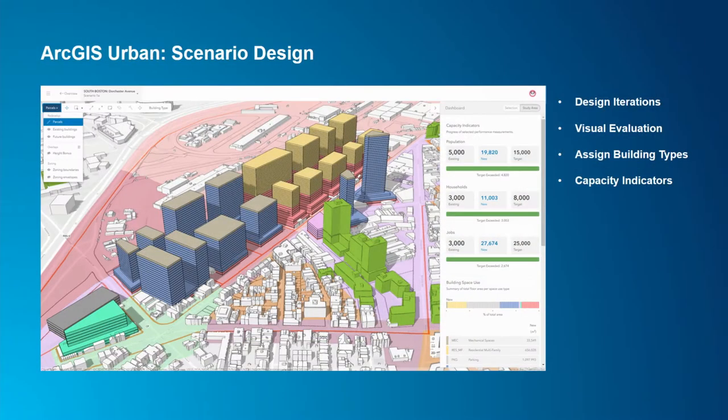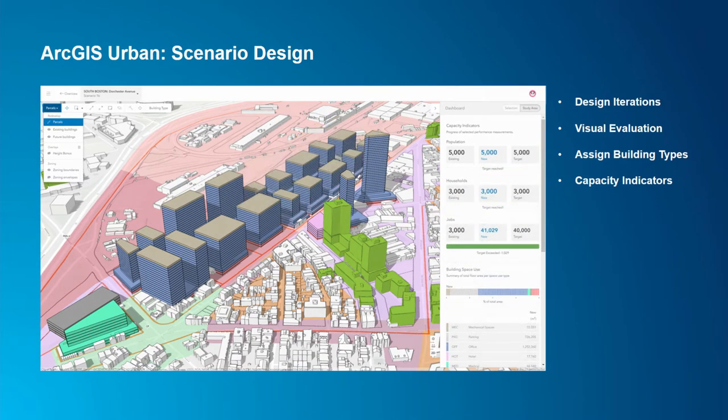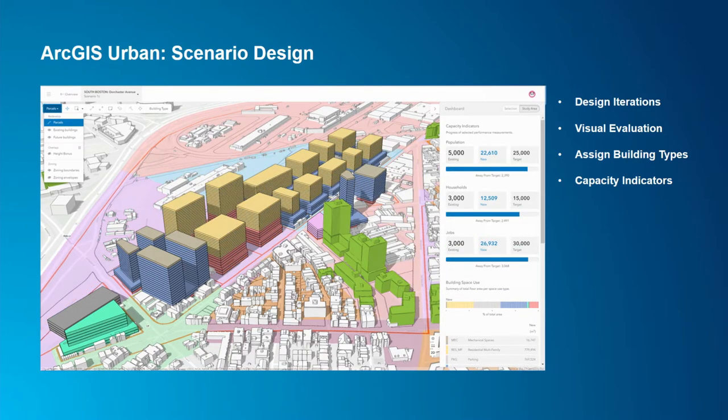So let's quickly recap on ArcGIS Urban. One of the very powerful things that you can do with ArcGIS Urban is that you can very quickly design different scenarios. You can also copy your scenarios and quickly change a couple of buildings and see what that means, evaluating that visually. When I put in another scenario here, we immediately see what that means visually, but we can also analyze what that means for those capacity indicators that are calculated based on the space use type. So this is one thing that ArcGIS Urban is very powerful with.